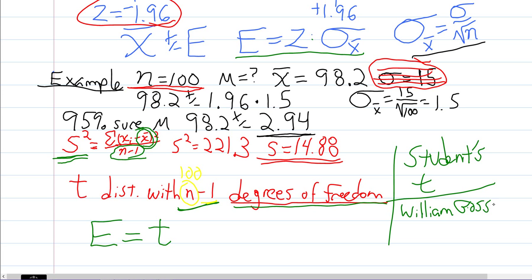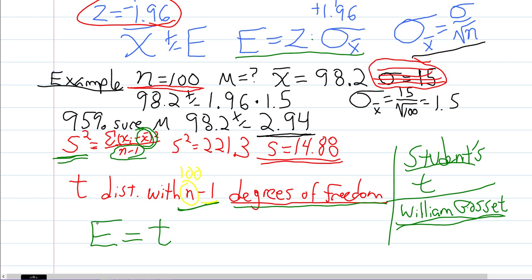William Gossett, G-O-S-S-E-T-T, invented the Student's t-distribution while he was the head brewmaster for Guinness Brewing Company. Yes, believe it or not. But William Gossett was also a brilliant mathematician and statistician. His employers at Guinness would not let him publish his scientific papers using his own name, so he chose a pen name, and he called himself Student. When he published this t-distribution, he published it under simply the name Student, and so we call it Student's t-distribution. But it was really this guy named William Gossett, a master brewer for Guinness Beer Company.